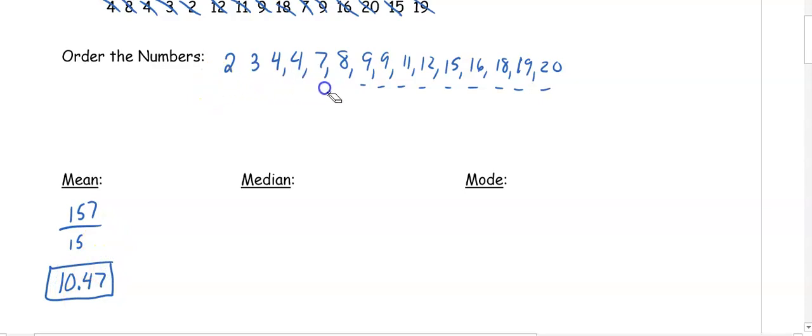To get our median, we want to figure out what number is in the middle of our data set. So what we're going to do is we're going to cross off numbers from each side until we get to the middle. So I'm going to cross off 2 and 20, 3 and 19, 4 and 18, 4 and 16, 7 and 15, 8 and 12, 9 and 11. Now I'm left with one number in the middle, and that number is 9, so our median would be 9.